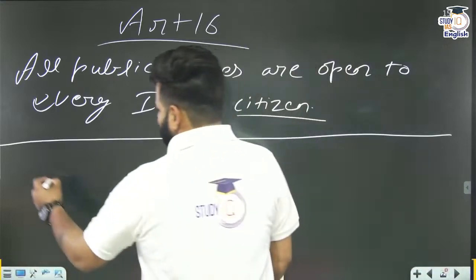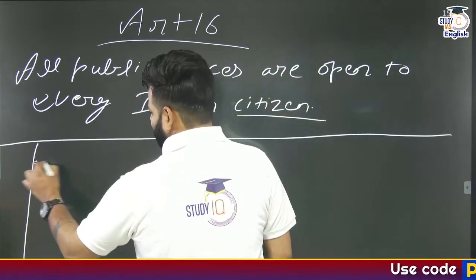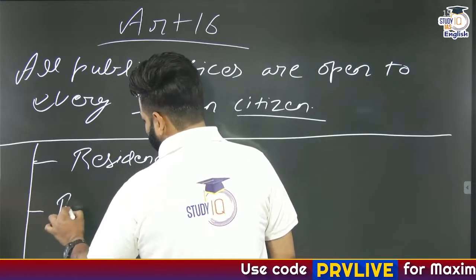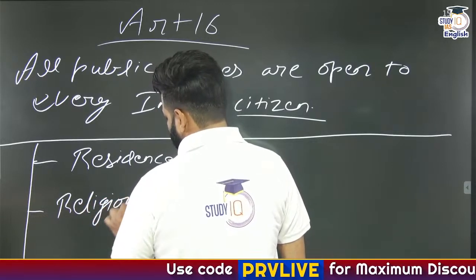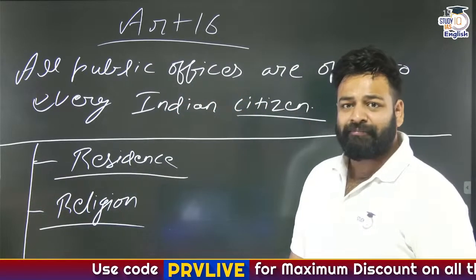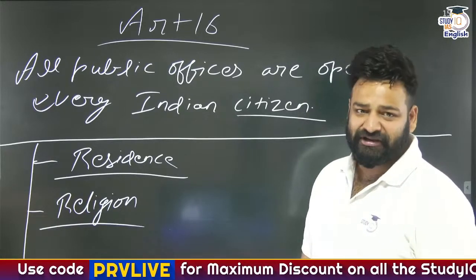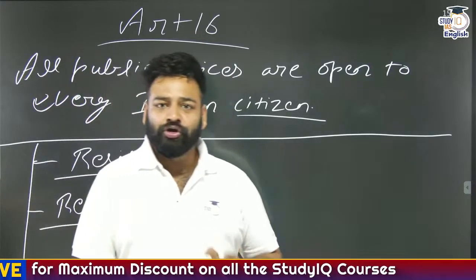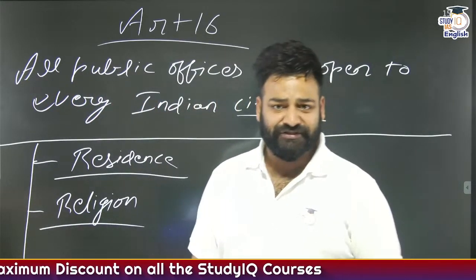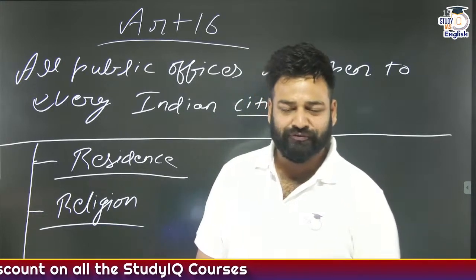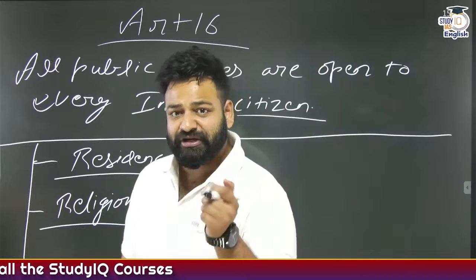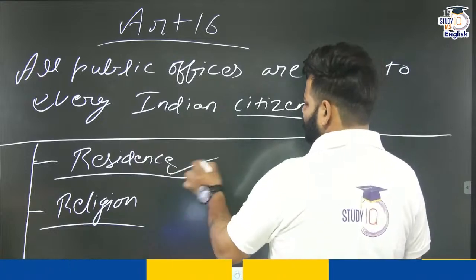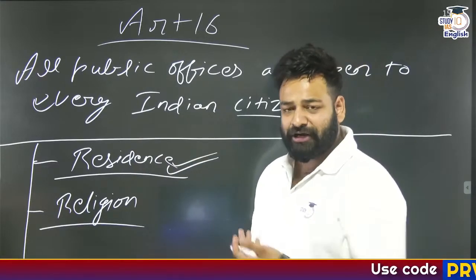Like for example, in the eligibility criteria, residence and religion could be a mandatory required eligibility criteria. For example, many states do require local residents only in some certain offices. Like in Maharashtra, we have this provision. In Karnataka, we have this provision. In Kashmir, we have this provision. In the states of Northeast, we have these provisions. That is, place of residence could be an eligibility criteria or part of an eligibility criteria.